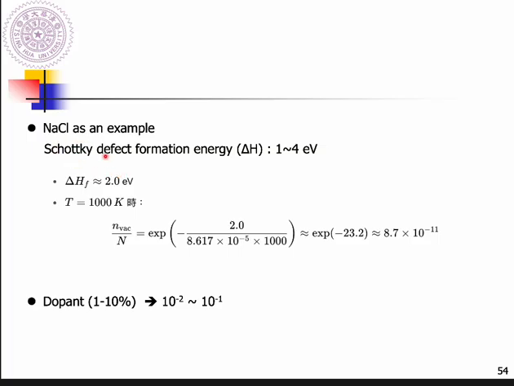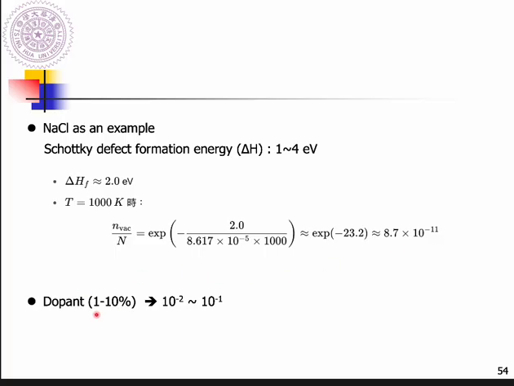For potassium chloride, the Schottky defect formation energy to form a pair of vacancies is around 2 eV. And at 1000 K, which is around 700 degrees C, when you put all the parameters in, you know the vacancy fraction will be on the order of 10 to the negative 11.